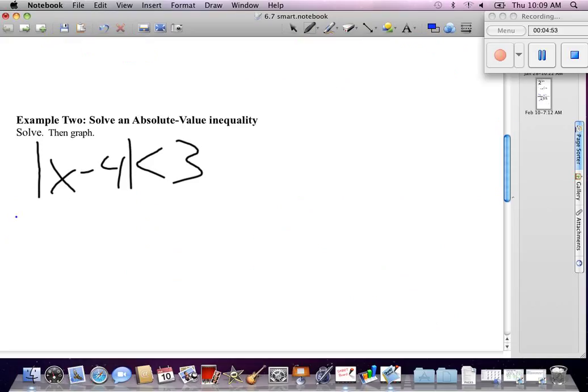So, let's move on to example 2a. Same thing, we write it two different ways. Chloe, let's try you. Tell me the two different ways. What's the first way I need to write it? Do you remember? X minus 4 less than 3. And what's the other way? Greater than negative 3. She flipped the sign and made it negative.